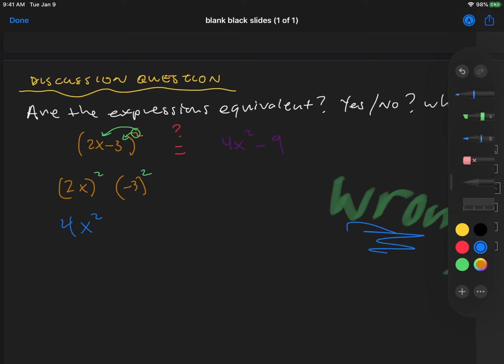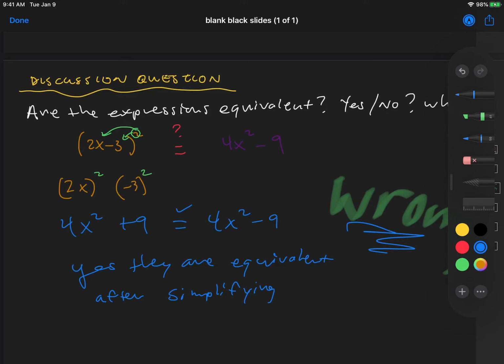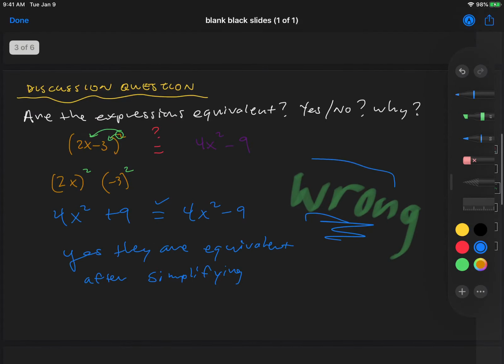So then they think, well, 2 squared is 4, x times x is x squared, and negative 3 squared is negative 3 times negative 3, which is positive 9. So they would say, yes, they are equivalent after simplifying. Remember, I just told you that it's what?